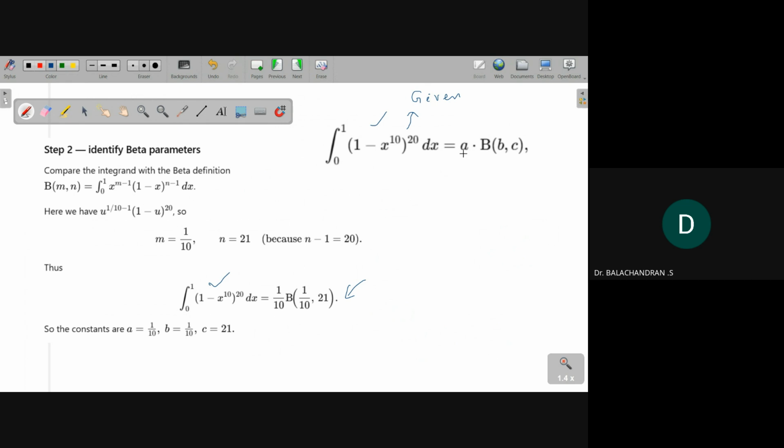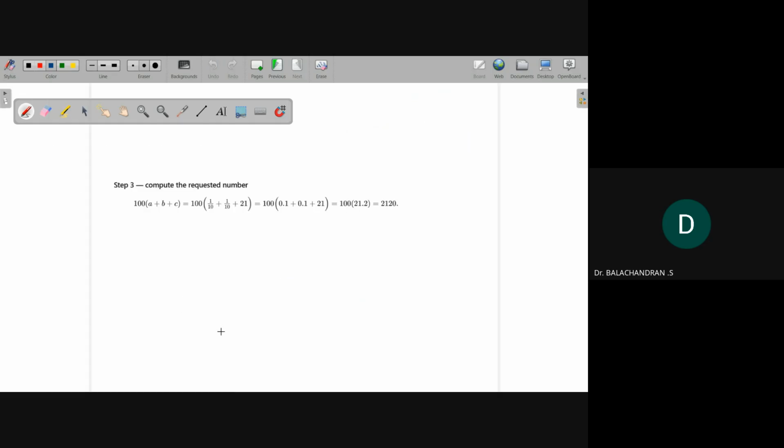If we equate the right-hand side, what is the value of a? The value of a is 1 by 10. The value of b is also 1 by 10. The value of c is 21. So once we have the values of a, b, c, next we need to compute the requested number.